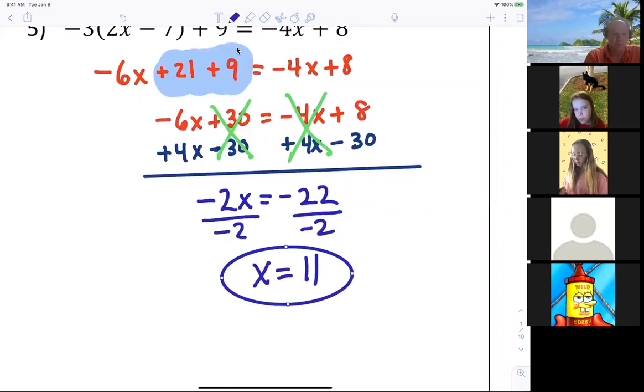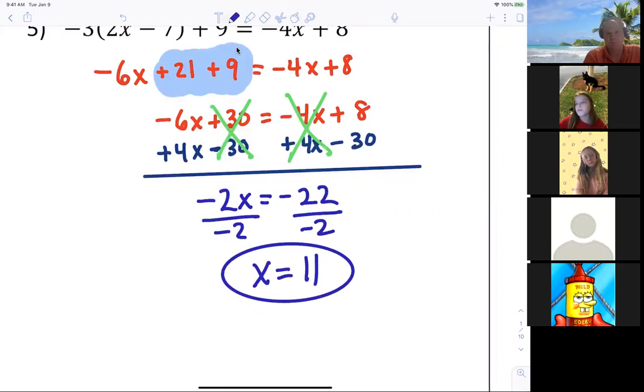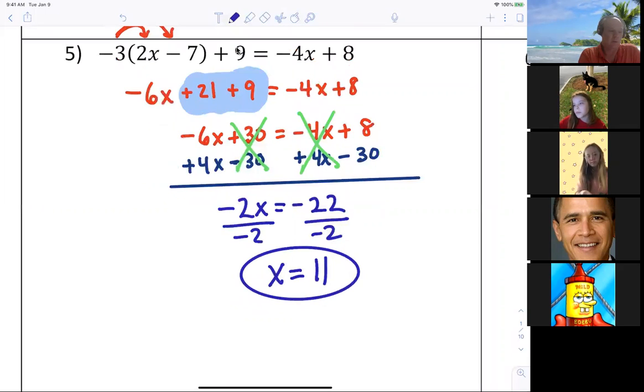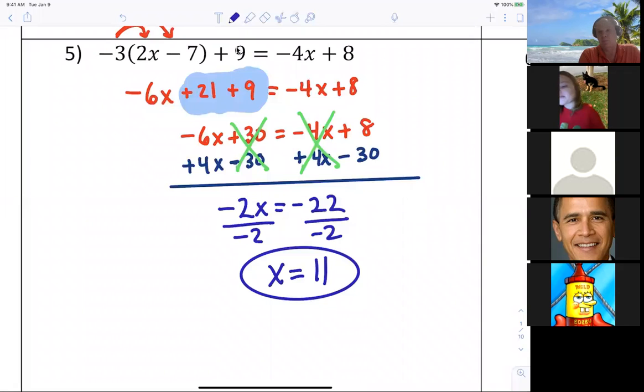Anybody? Come on, now's your chance to get caught up. If there is a problem this long, is there always going to be combined like terms, like the plus 21 plus 9? Yes, always. That's your job. You're always trying to combine terms that are on the same side. Okay. Anybody else?